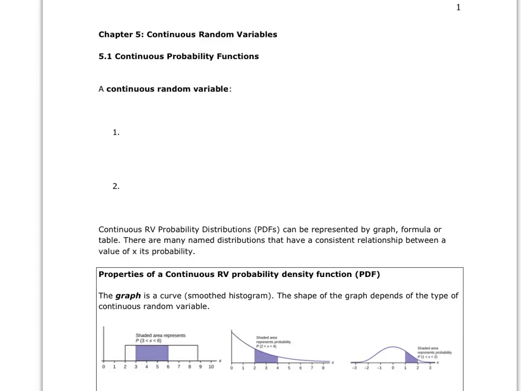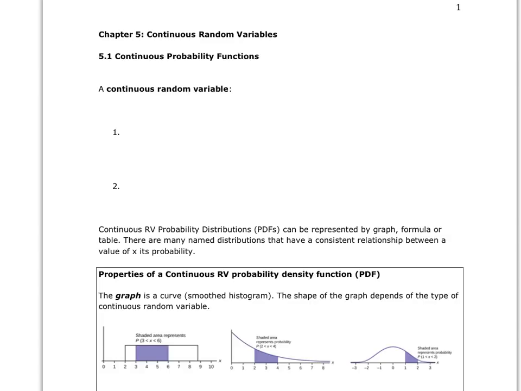We are moving on to chapter 5, where we're going to talk about continuous random variables now. Chapter 4, we dealt with discrete random variables, where x took on specific values, and here we're going to now shift to continuous random variables. So just a little refresher of what we mean by a continuous variable.